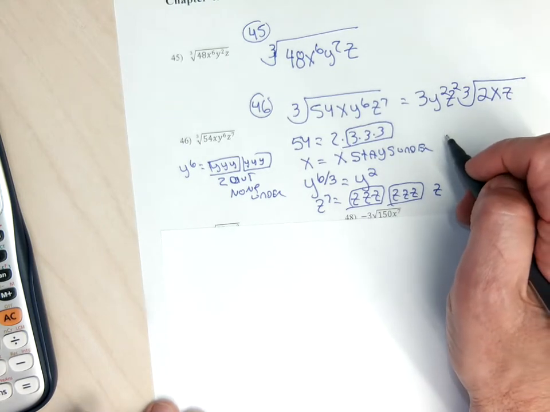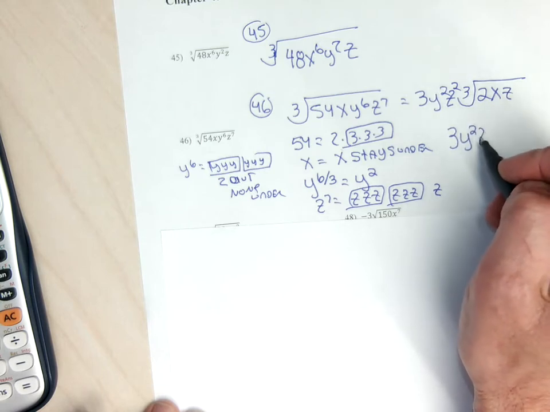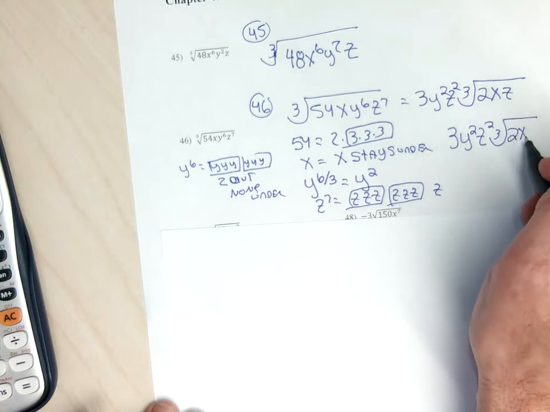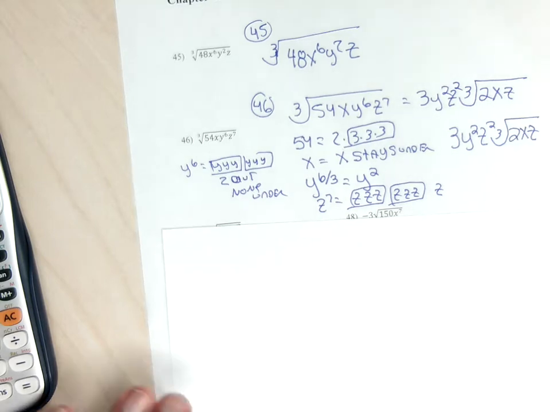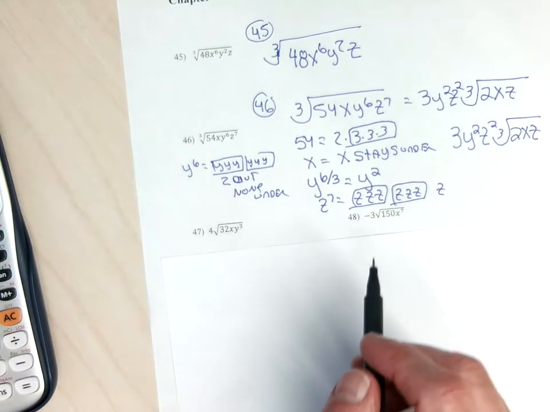My answer for 46 should be 3 y squared and z squared in front of the radical, and then a cube root of 2xz. I'll do 47 with you and skip my 48.